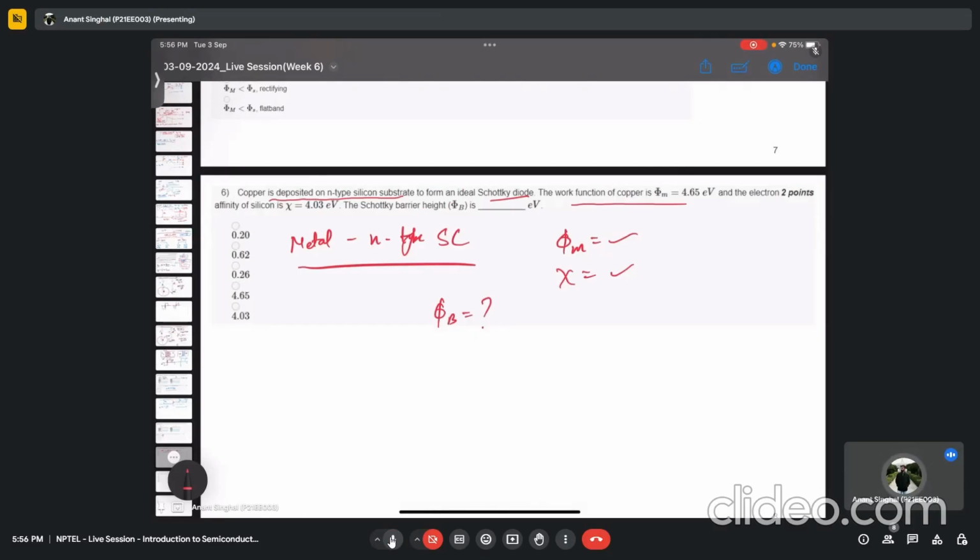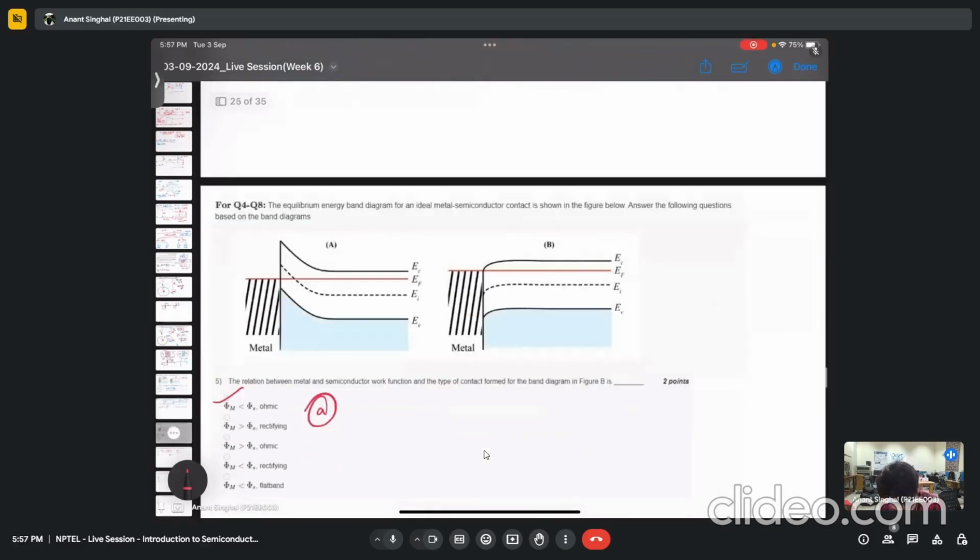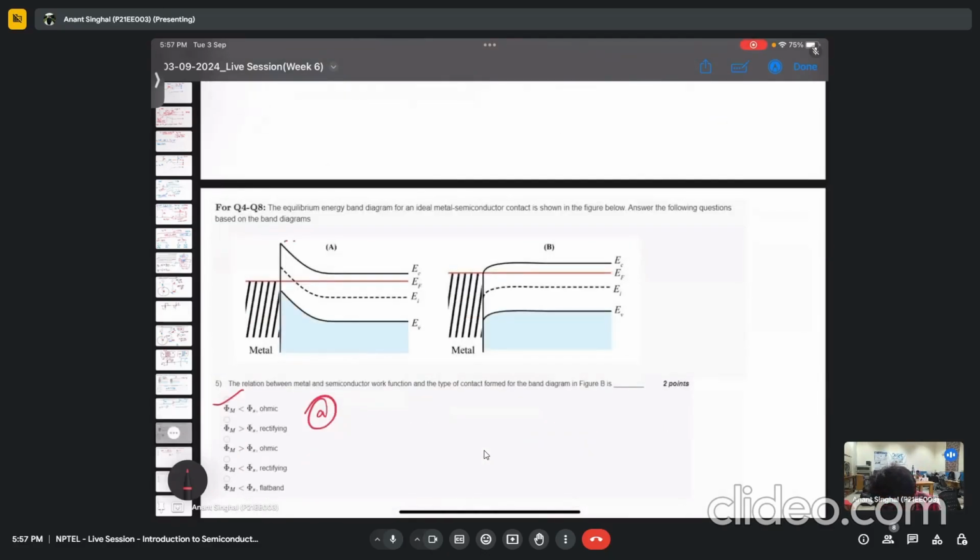Any idea about the answer? Okay, so maybe I'll explain a bit using the diagram above. So let's say this is the diagram. This is what I have already told, that this is the barrier height.